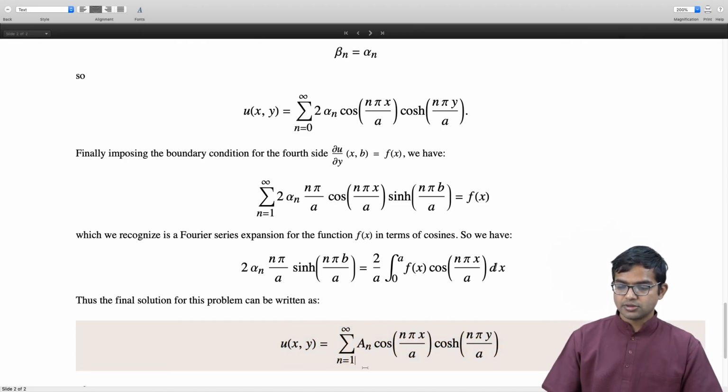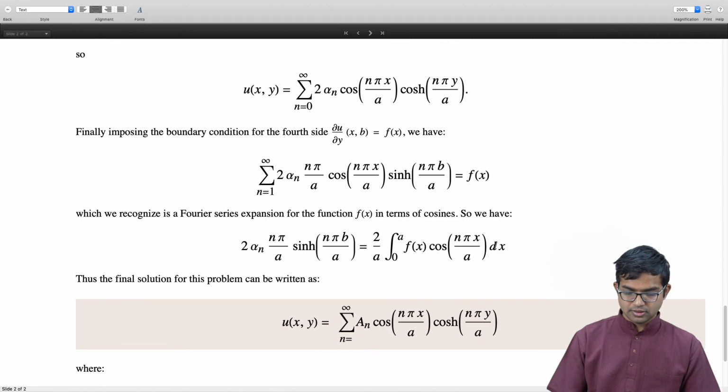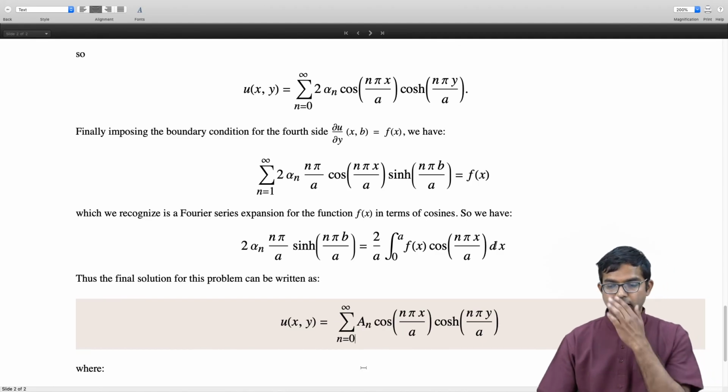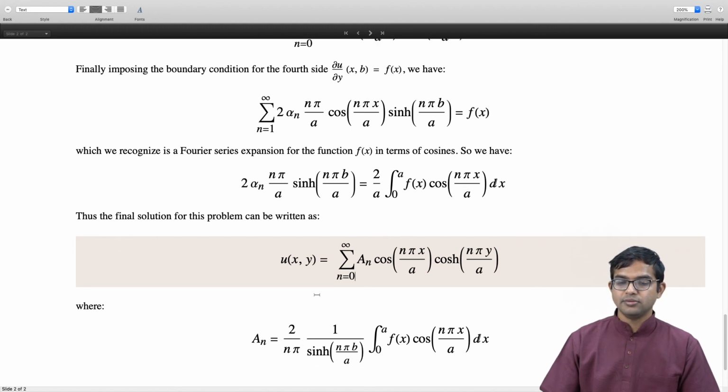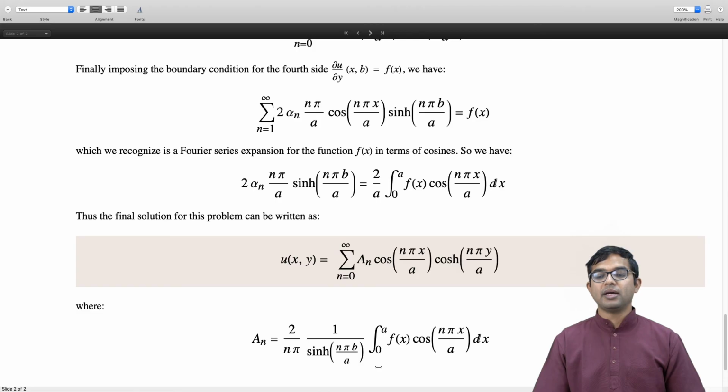actually this n needs to go from 0 to infinity, so it will go from 0 to infinity an cosine of n pi x by a hyperbolic cosine of n pi y by a, and you can convince yourself that indeed an is nothing but 2 divided by n pi times 1 over hyperbolic sine of n pi b by a times integral 0 to a f of x times cosine of n pi x by a dx.